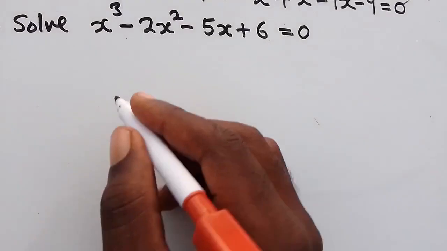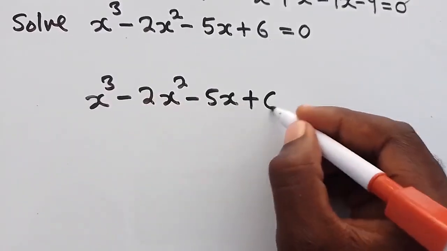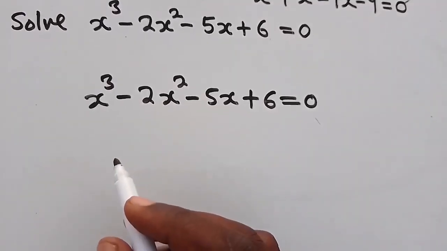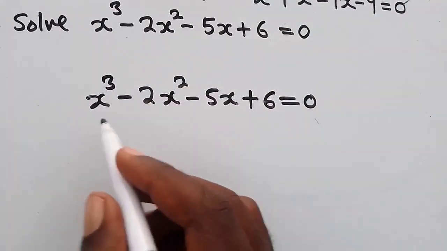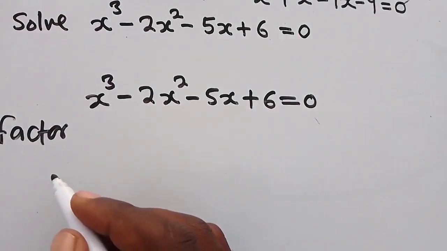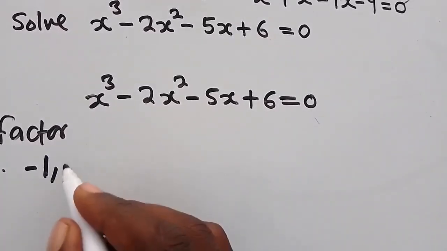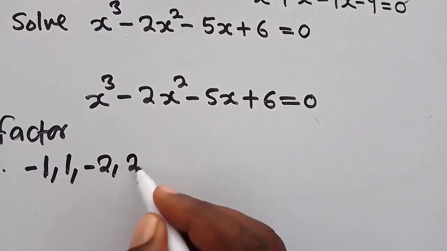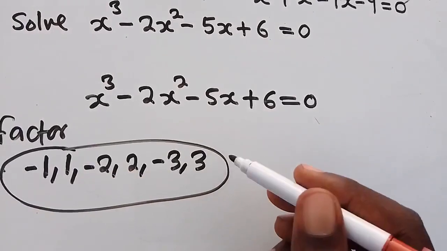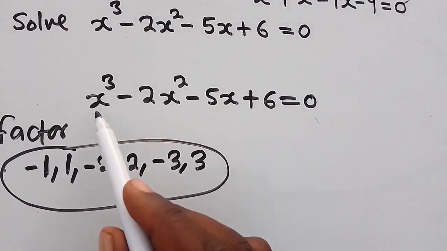So how do we try the factor method? You are given x cubed minus 2x squared minus 5x plus 6 equals 0. What you are going to do is try numbers. Under the factor method, the first number you need to start with is negative 1. I advise you to start with negative 1, 1, then negative 2, 2, negative 3, 3. These are the numbers we are going to put there. We see if it gives us a 0, and whenever it gives us a 0, that is a factor.